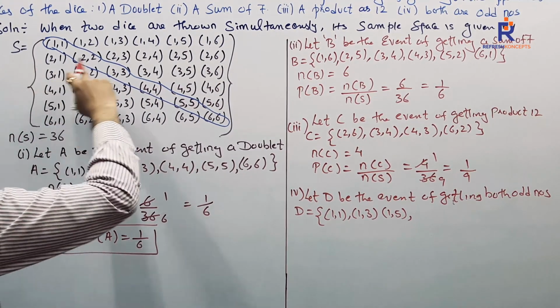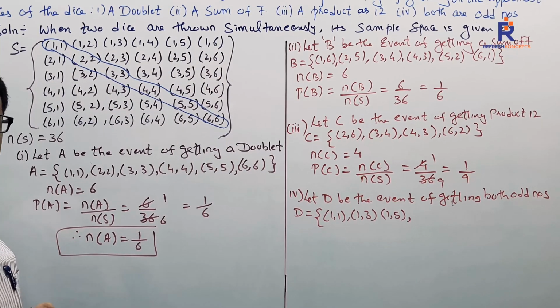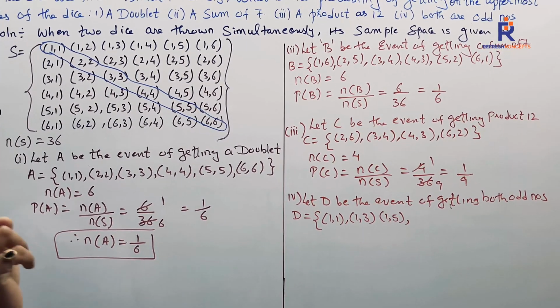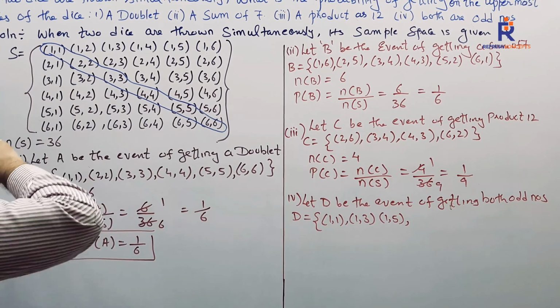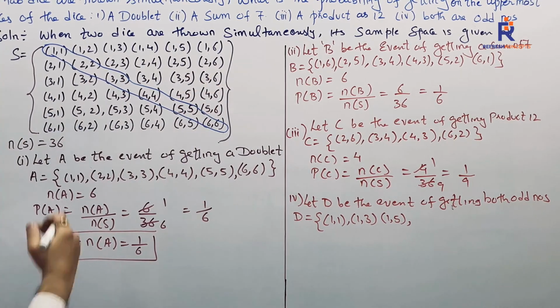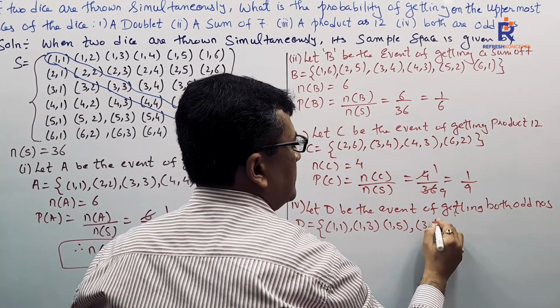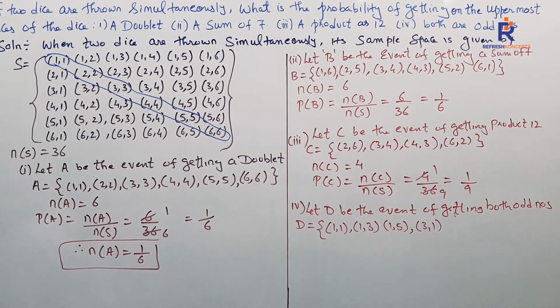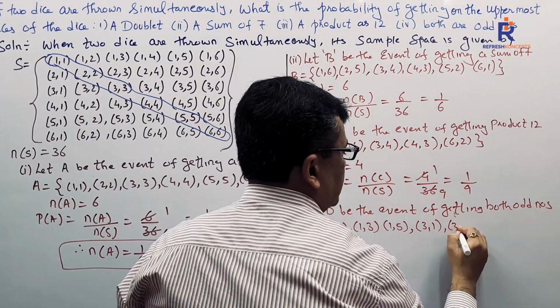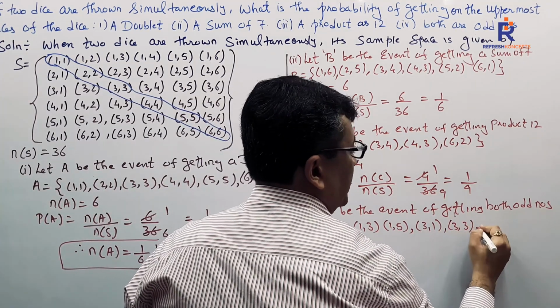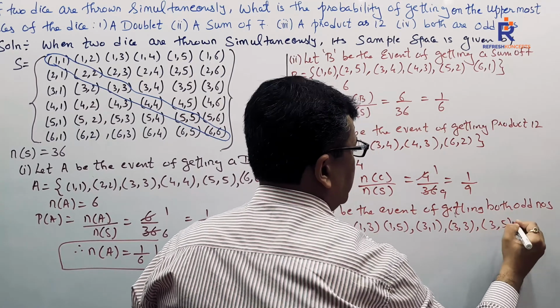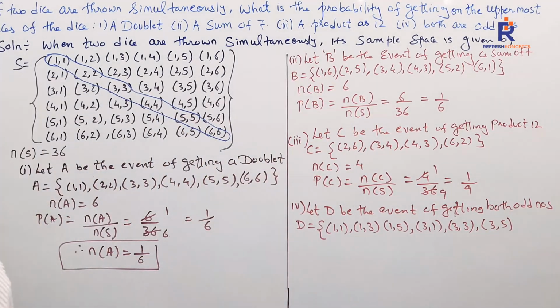Can I take the second row? Not. Why? Because 2 being an even number, the entire row will have even. I'll jump onto the third row, 3, 1. 3, 2, no. 3, 3, certainly. 3, 4, no. 3, 5, yes. How about 3, 6? No. Will I take the fourth row? No. 4 being an even number.